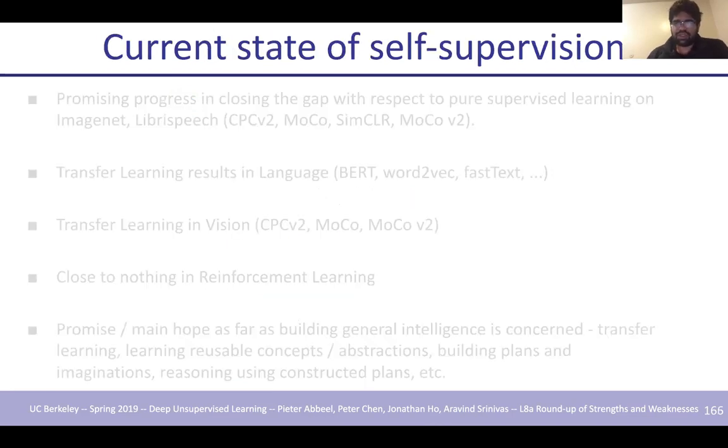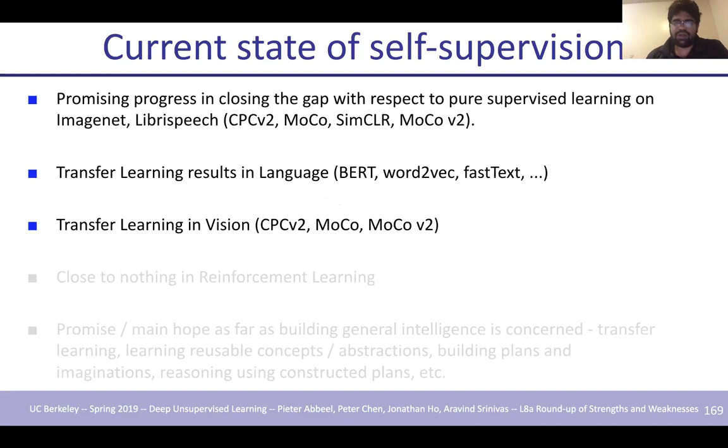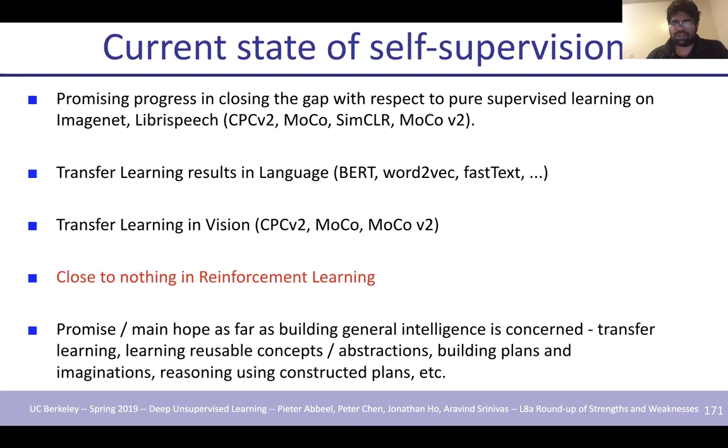If you want the overall view of self-supervised learning across all these different problems, for image recognition we saw a lot of successes, like CPC, MoCo, SimCLR, MoCo version 2. Transfer learning works really well in language, but the exact details will be covered in a future lecture. And transfer learning in vision also works reasonably well now, as shown in CPC and MoCo. But there's close to nothing in terms of how to use self-supervised learning for RL. So that's a very ripe area for future work. And as far as using self-supervision in the context of general intelligence is concerned, it's potentially going to be extremely useful for transfer learning and learning useful abstractions for planning or imagination. So there's still a lot of work to be done there.